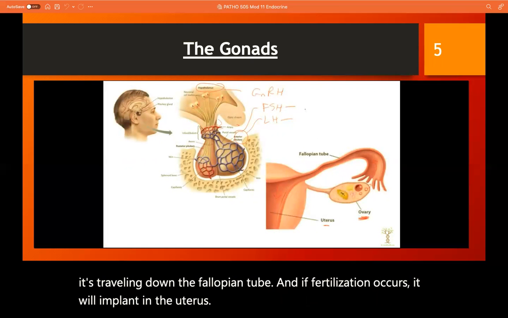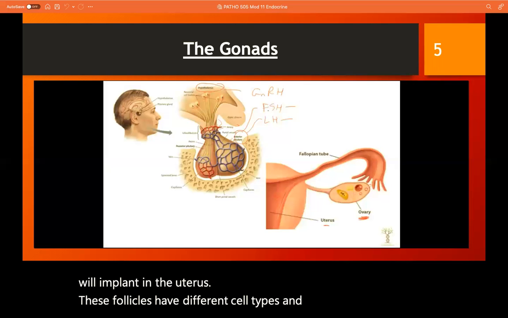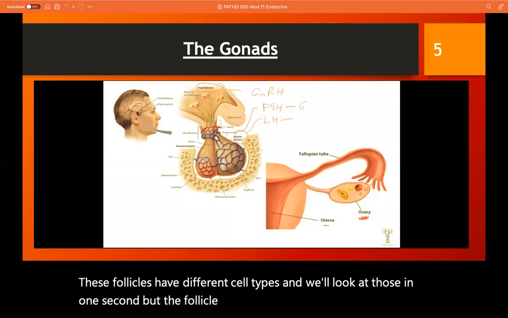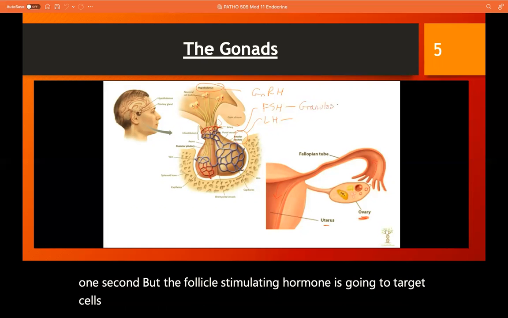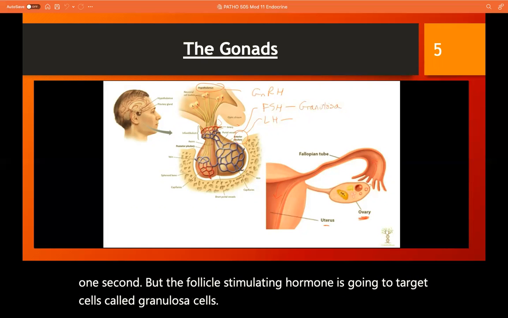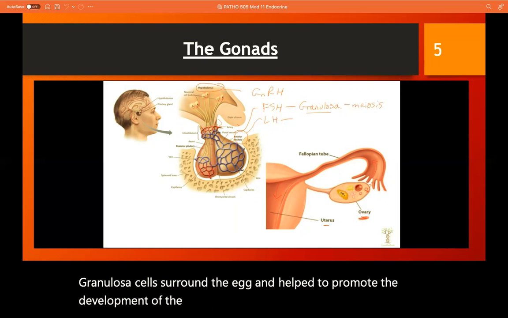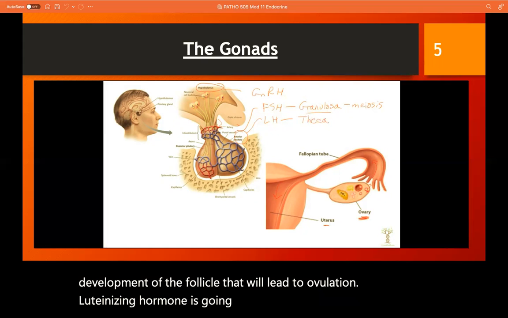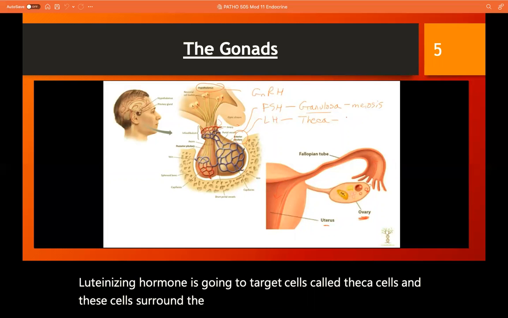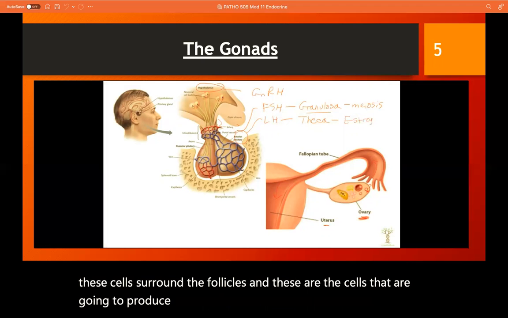These follicles have different cell types, and we'll look at those in a second, but the follicle stimulating hormone is going to target cells called granulosa cells. These are similar to the Sertoli cells in males that help to promote meiosis. Granulosa cells surround the egg and help to promote the development of the follicle that will lead to ovulation. Luteinizing hormone is going to target cells called theca cells, and these cells surround the follicles, and these are the cells that are going to produce the estrogen.